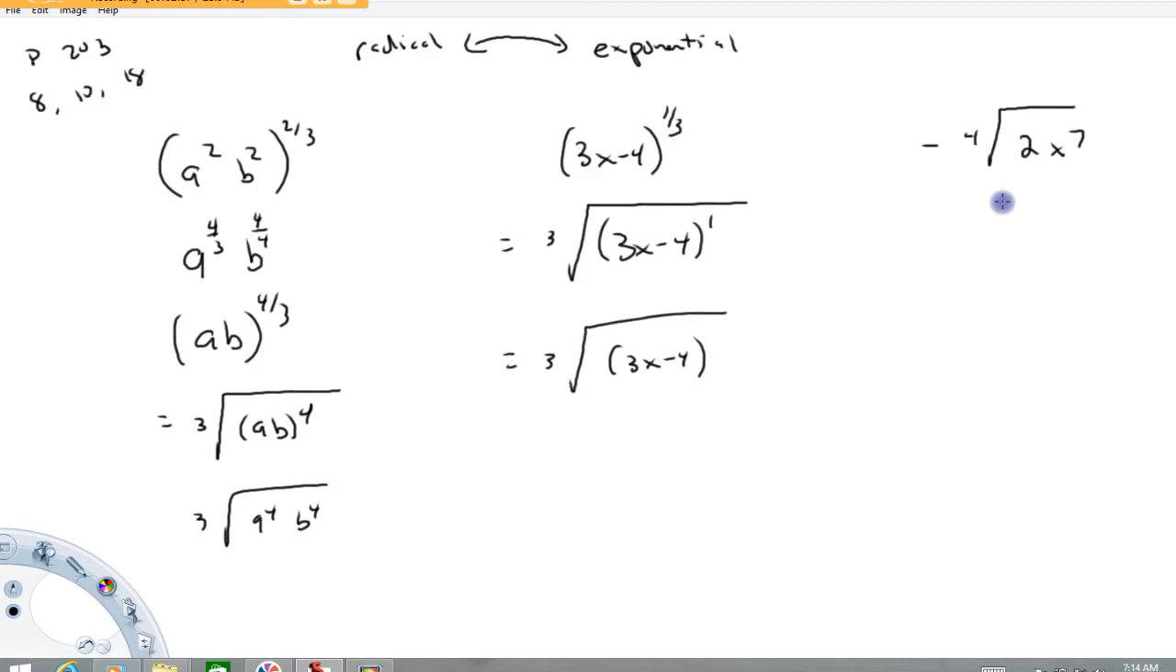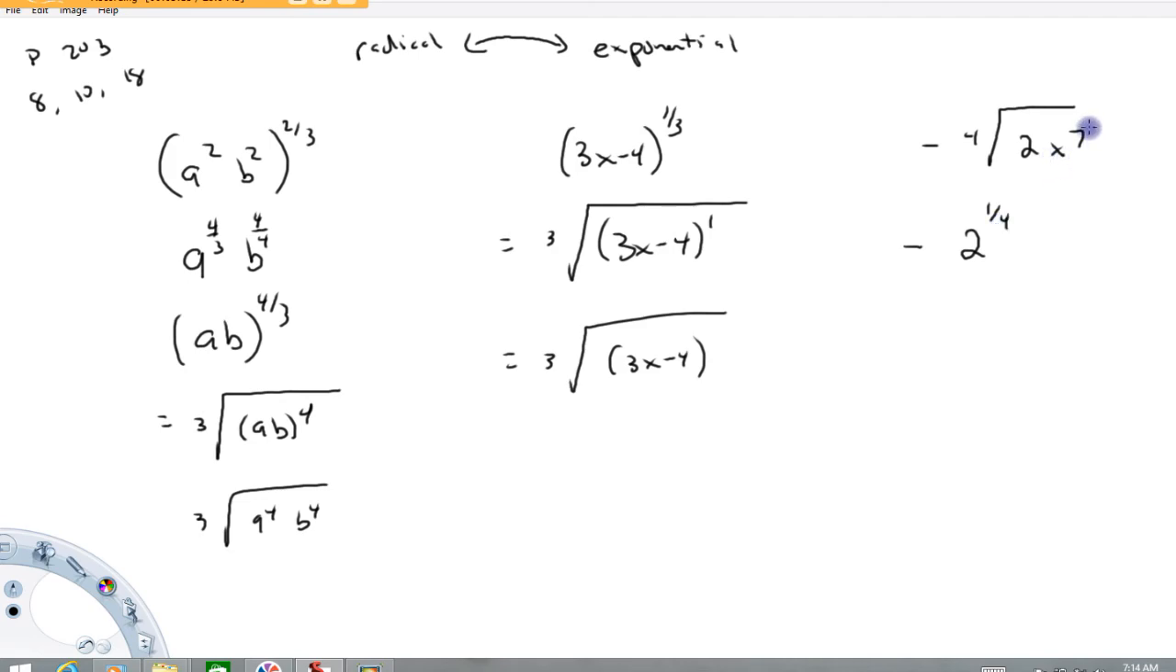All right. So what we have is a minus sign in front of the 4th root of 2x to the 7th power. The minus sign is not really relevant for the question here. The directions say to rewrite the radical in exponential notation. This minus sign is going to have to come along for a ride, but it really isn't part of the problem. This 4 means 4th root. So I'm going to apply this to both of these. The 4th root of 2, if we write it in exponent notation, is 2 to the 1/4.